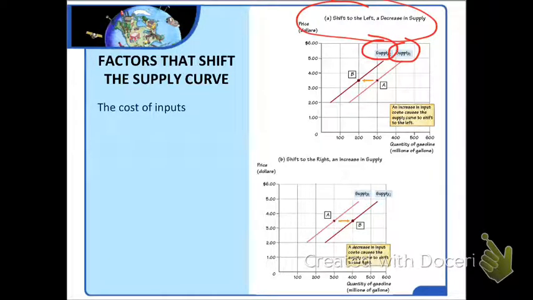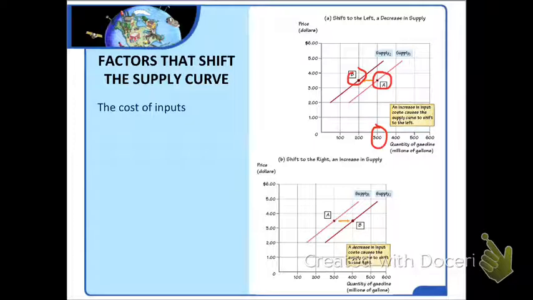Now, what that means is that at every single price, firms are willing to supply a lower quantity because it now costs them more to hire each worker. We can see an example of this by comparing point A on the original supply curve to point B on the new supply curve. At point A on Supply 1, 300 million gallons of gasoline are supplied at a price of $3.50 per gallon.